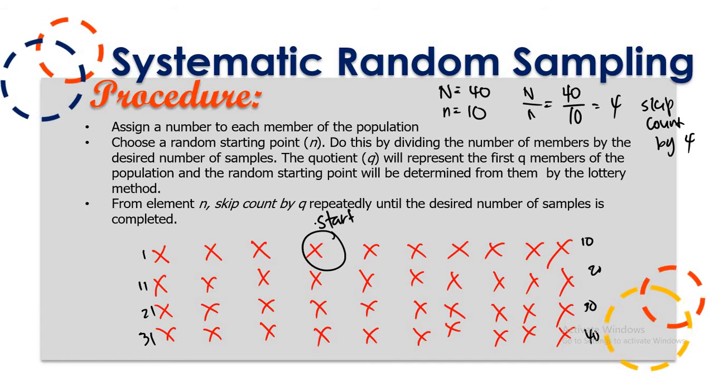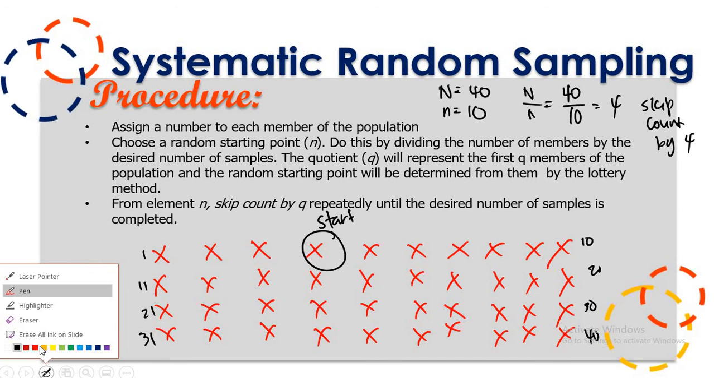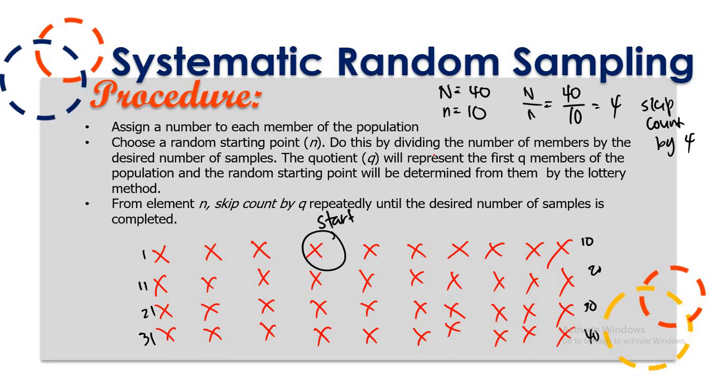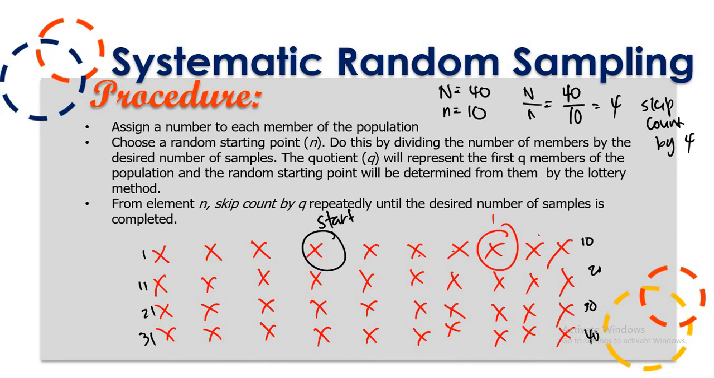So, this is our starting point. So, we are going to skip count by 4. So, 1, 2, 3, 4. This is our first sample.